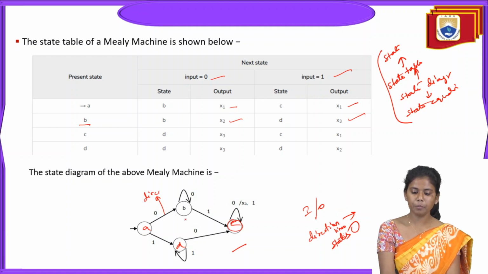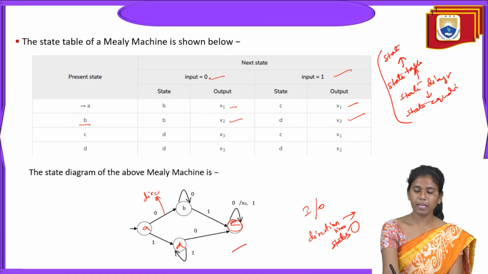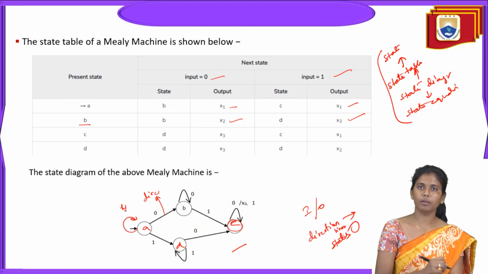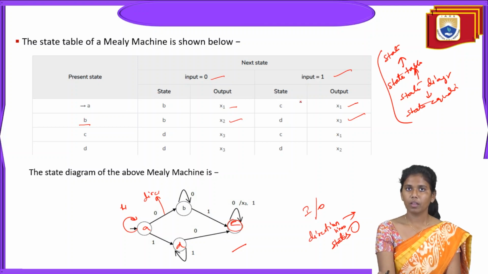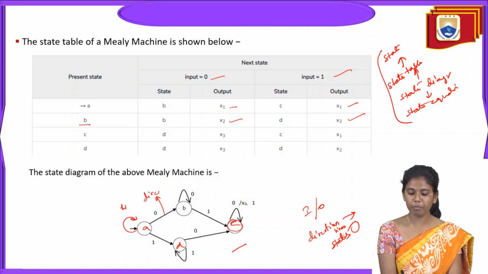So we have A, B, C, D, and from A, my transition takes place to state B. When my input is 0, my output is x1. Now if A is taking its transition to C, how can it go? It should go from A to D and D to C, right? So from A to D, at input 1, with respect to A, my output goes as x1.